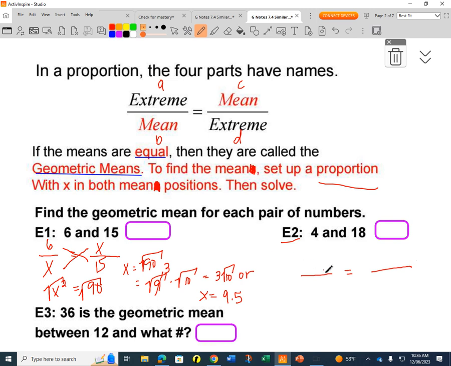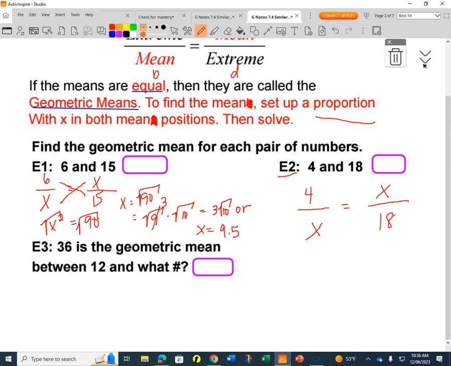So our unknown is the mean. The two given numbers are the extremes, so they go here. X squared equals 72. I'm only going to do the approximate answer here. I will do another exact answer later, especially if we have time. So now we're going to do 72 square root of x button on our calculator.